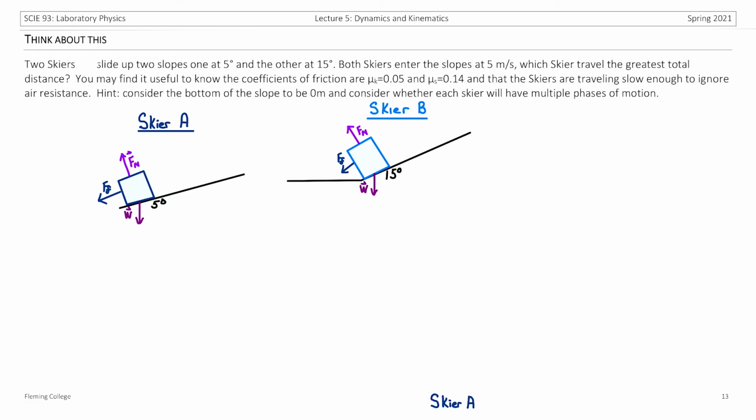And because you waited until the end, and this is the most difficult problem, I'm going to also include the answers to the Think About This problem.